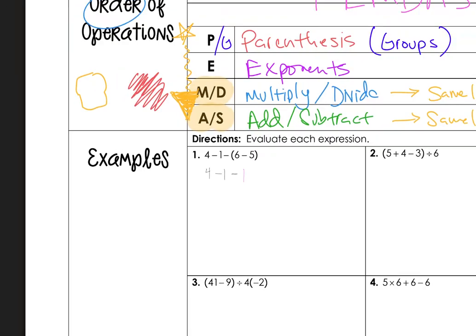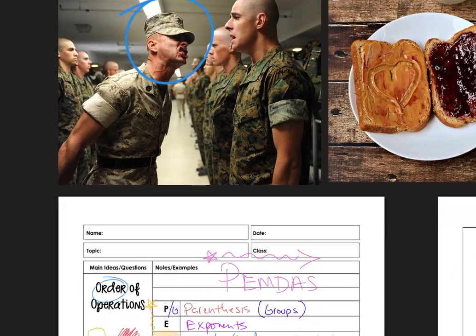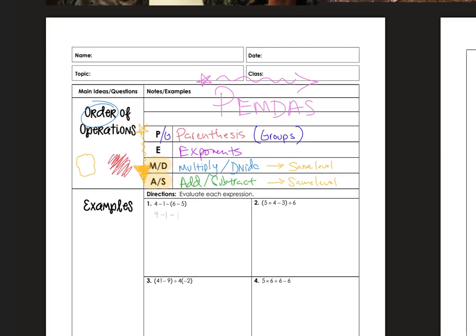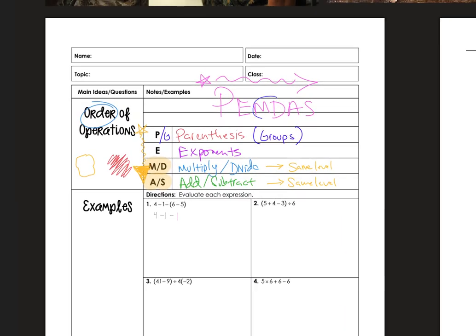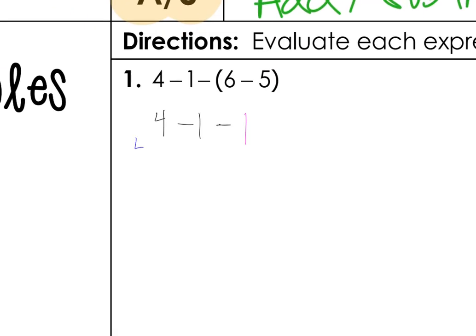Now, if you are the guy who's like, hey, do it the way I say, you go back up here and you go, hey, you know what? Those guys are on the same level. Those guys are on the same level. So when I'm not sure, I just make sure to go left to right. So down here, let's start on the left.